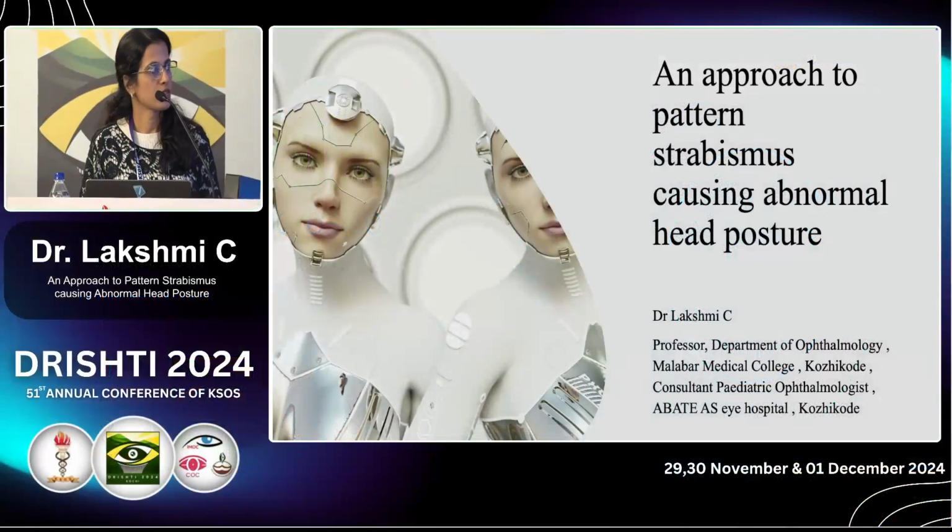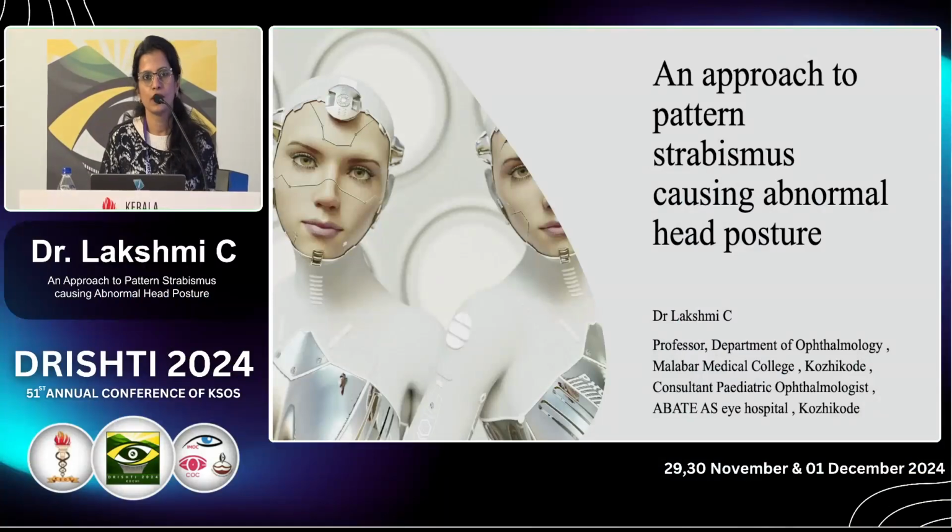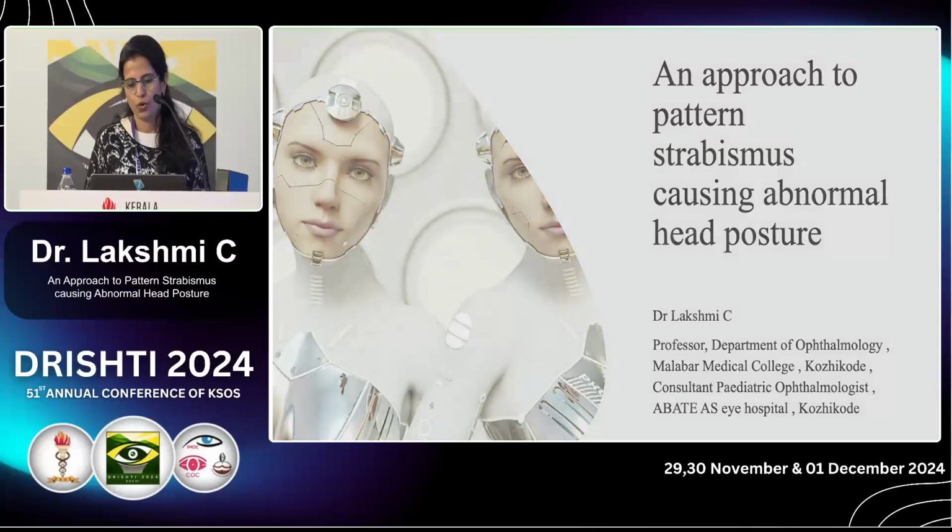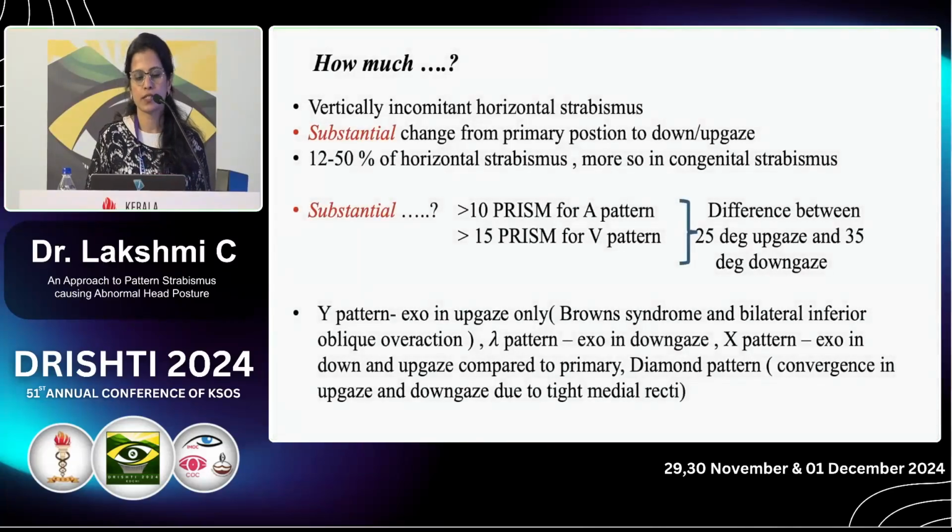Okay, thank you, Dr. Neena. And I'll be dealing on head posture caused due to patent strabismus. So before going to what is the head posture, just a briefing on patent strabismus. So what is patent strabismus? It's a vertically concomitant horizontal strabismus and a substantial difference between down gaze and up gaze.